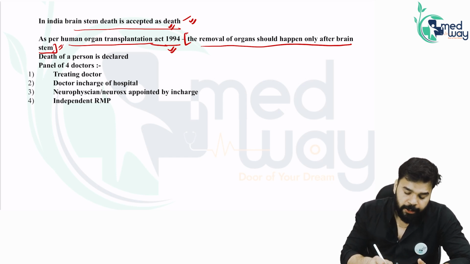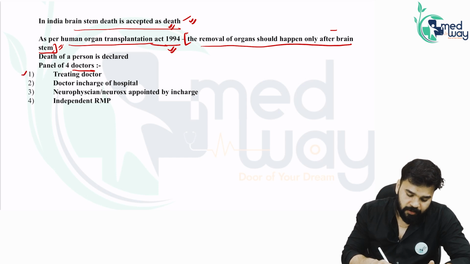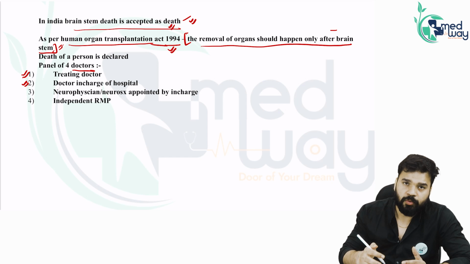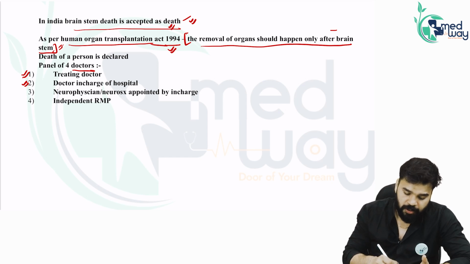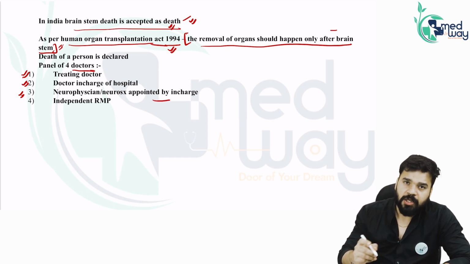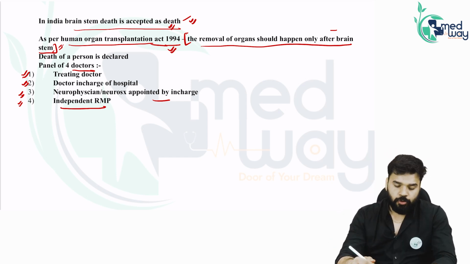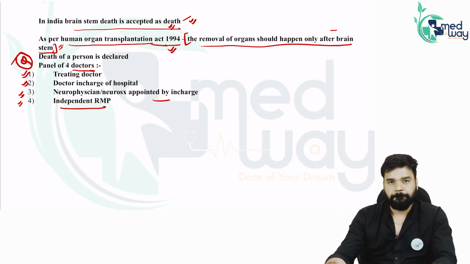Now, this brainstem death will be declared by a panel of 4 doctors. First one will be obvious, the treating doctor. Second one will be the doctor who is the in charge of the hospital. Third will be a neurophysician or neurosurgeon, which will be appointed by the in charge of that hospital. And fourth one will be an independent medical practitioner. So remember this point.